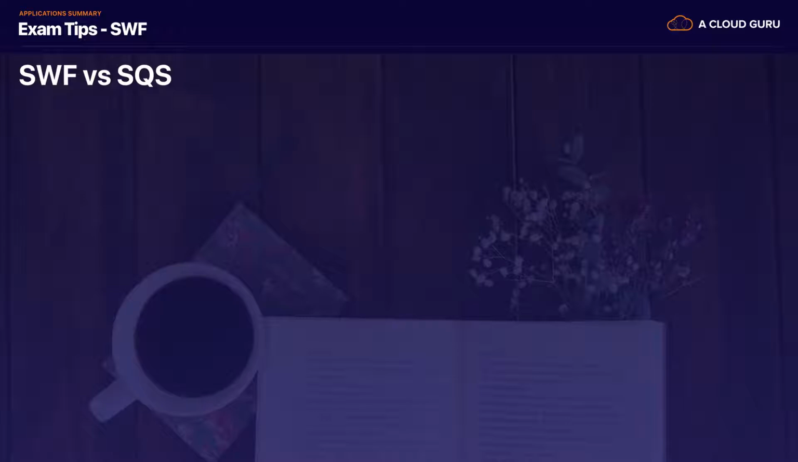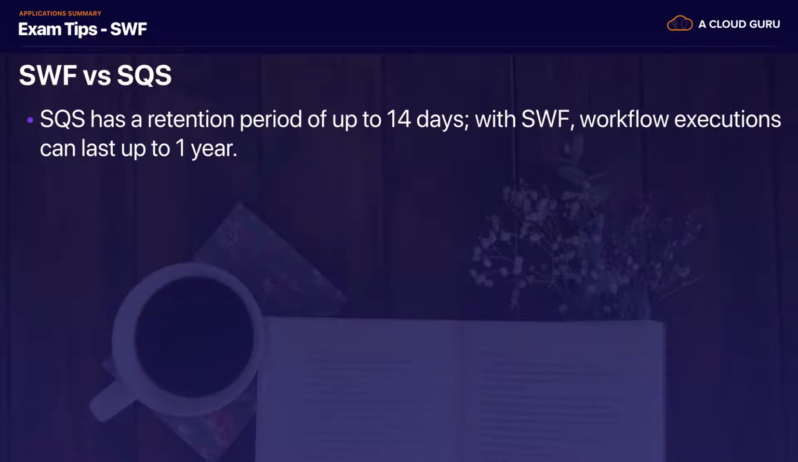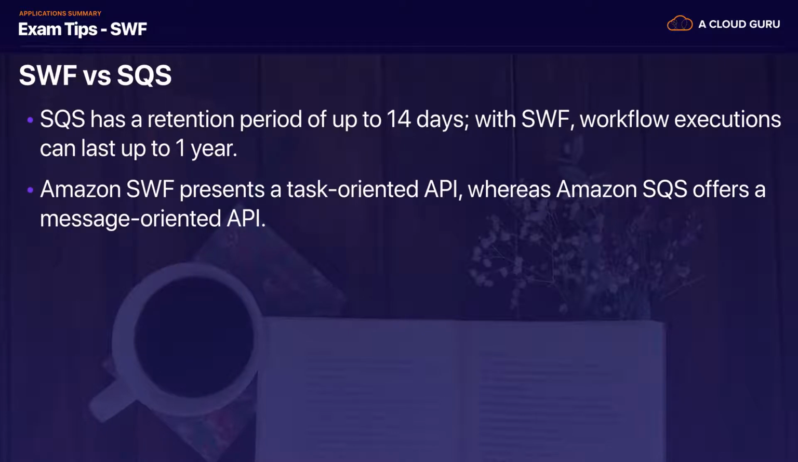Moving on to SWF, I appreciate we sort of glossed over it a little bit. Really, you just need to understand SWF versus SQS because you're going to get scenario-based questions and you really want to pick the right one. SQS has a retention period of 14 days. With SWF, Simple Workflow Service, workflow executions can last up to 1 year. SWF presents a task-oriented API, whereas SQS offers a message-oriented API.